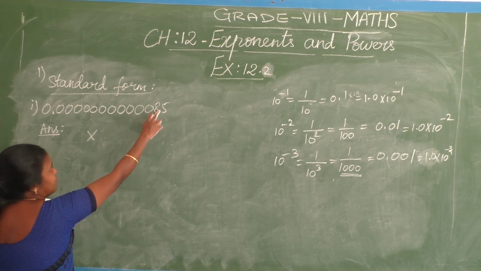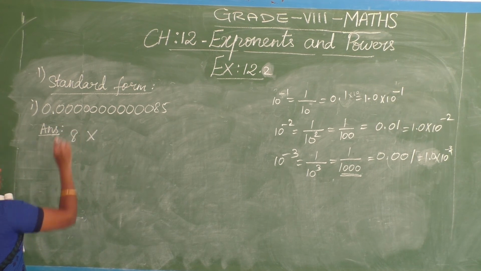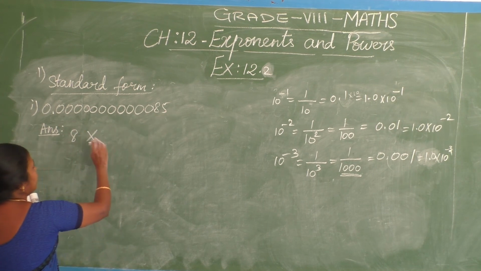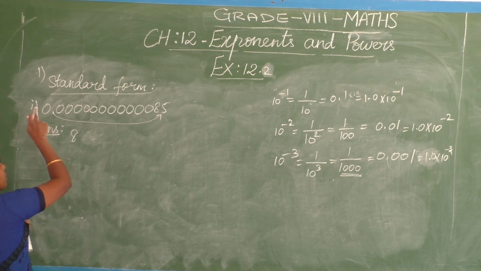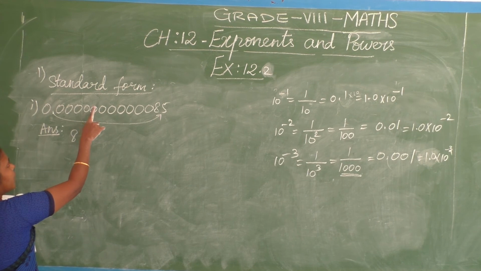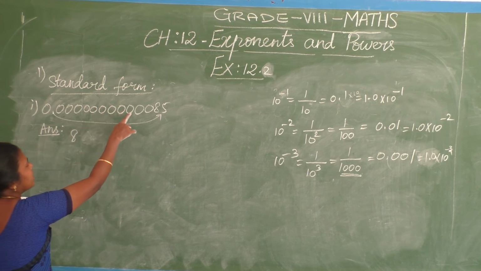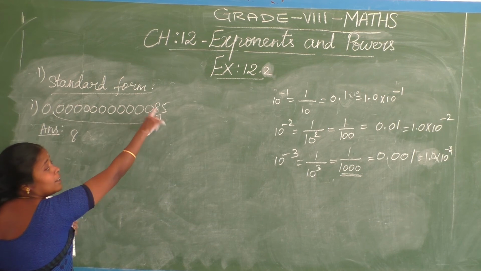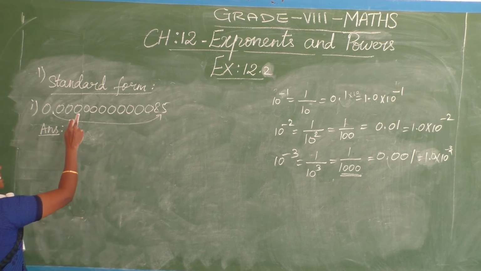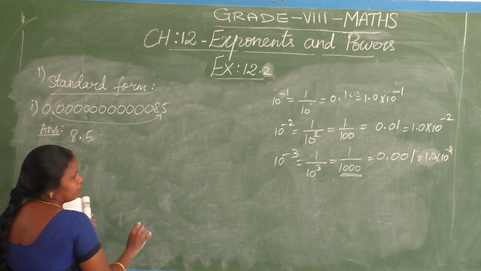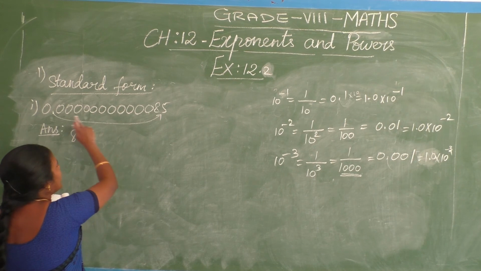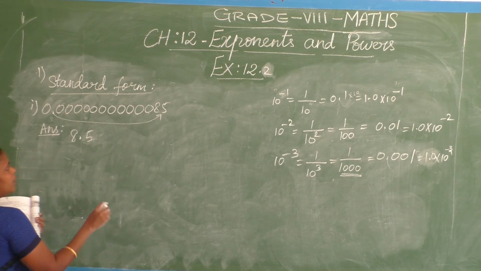8.5. Having the whole number 8, I have to keep it here. After that 0.5 comes. So I have to move the point from here to there. How many digits moved from left to right? 1, 2, 3, 4, 5, 6, 7, 8, 9, 10, 11, 12. So my standard form for this number is 8.5. I want 85, that also can be kept.